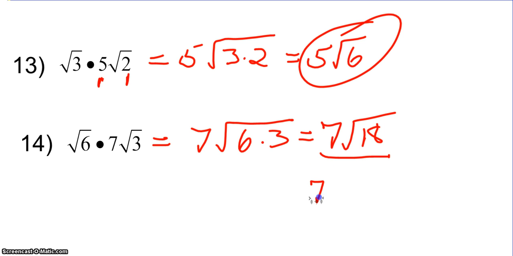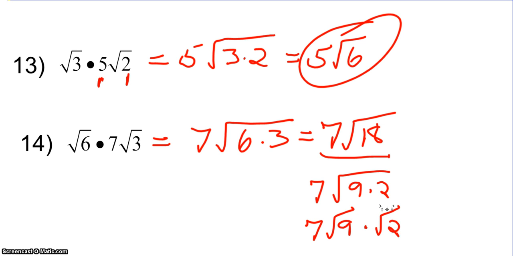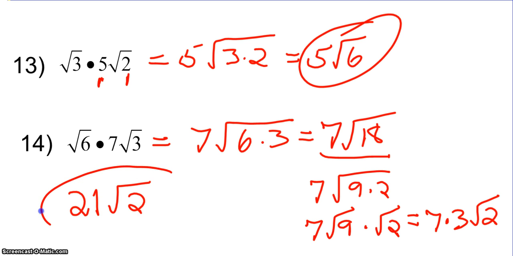All right, so I have a number out here. 18 I can rewrite as 9 times 2. So therefore I can rewrite it as 7 times the square root of 9 times the square root of 2. Well, the square root of 9 is 3. So we got 7 times 3 times the square root of 2. So therefore 7 times 3 is 21 times the square root of 2. And there's your answer.